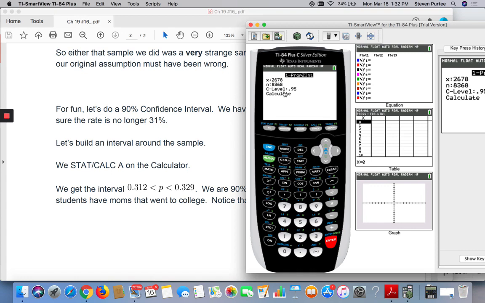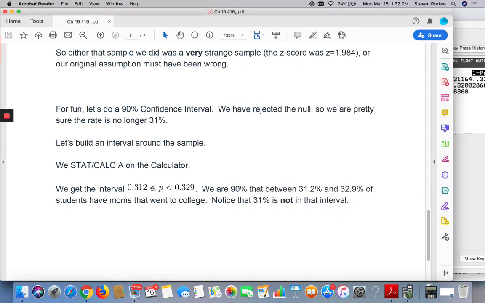Hey, look, it kept my numbers. I'm doing a 90% though. So we'll change this to 90. Hit calculate. And we get this interval. So now we are 90% sure. I need to fix this. This should say we are 90% confident that the new rate is in between these two numbers. That between 31.2 and 32.9 of students have mom that went to college.